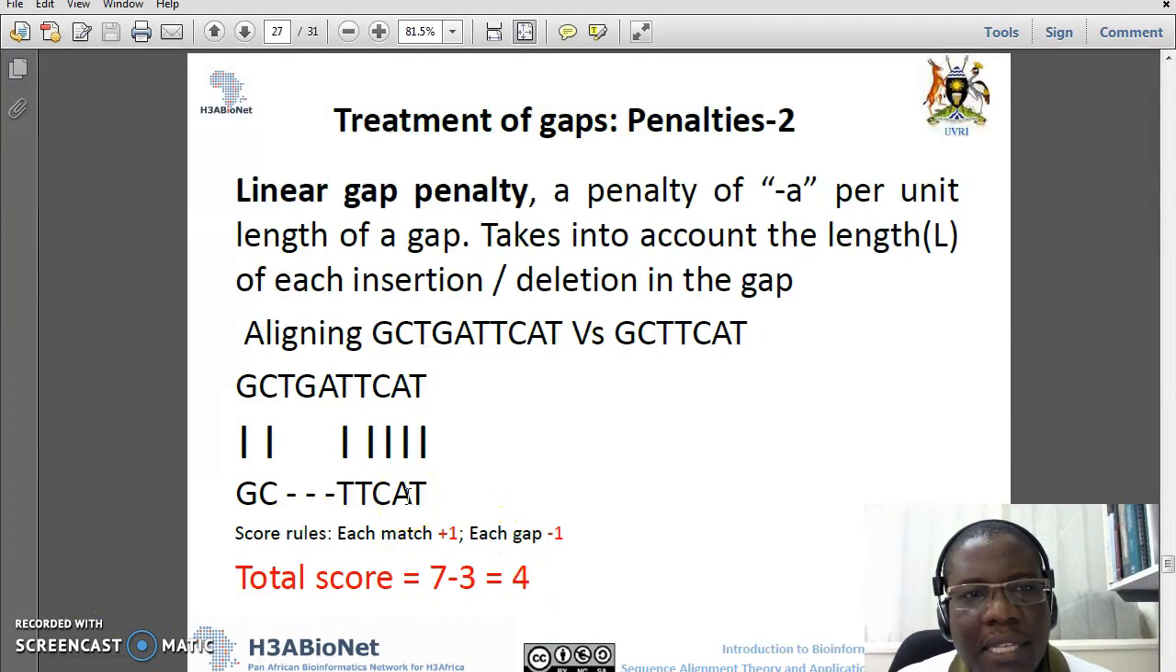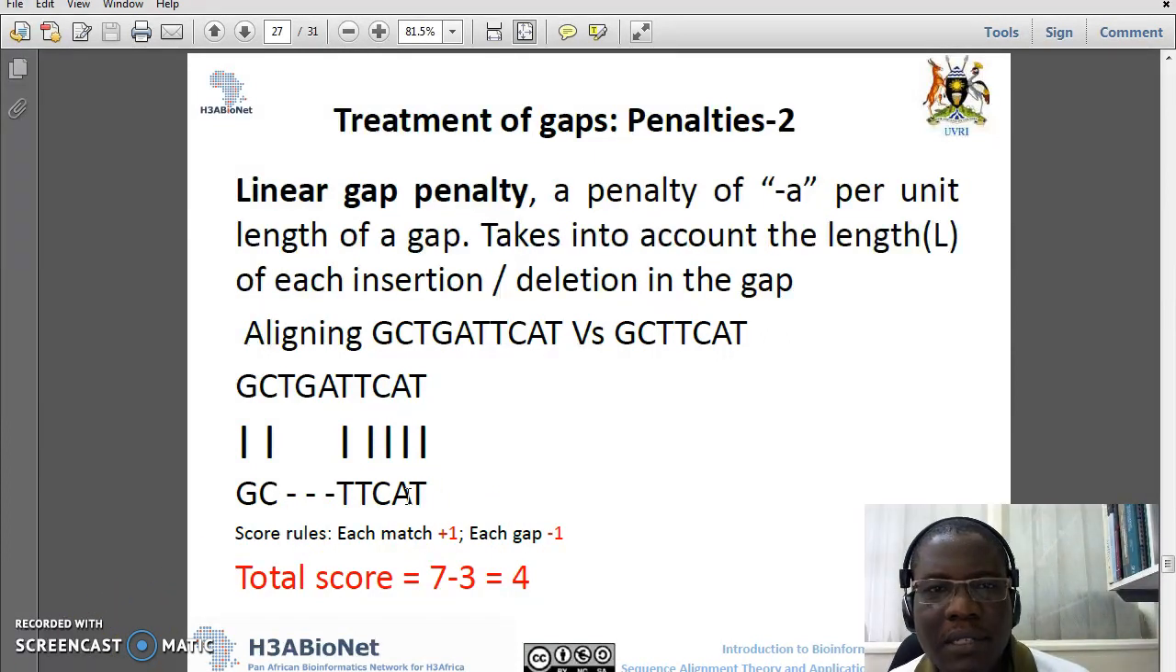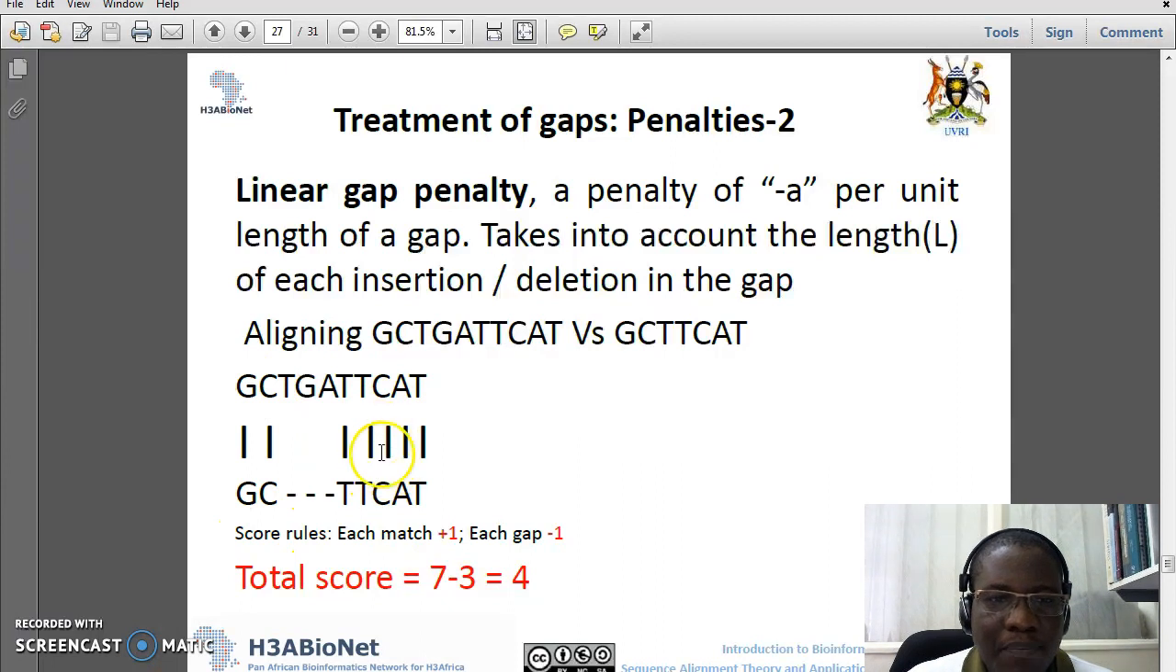A second way is to introduce a linear gap penalty. This one is per unit length of gap, so it takes into account the length of the gap. The previous one did not take into account the length of the gap, it was just the region. So scoring this same sequence using this criterion, again, you'll score the positive alignments, which is 7, and then you have to subtract the individual gaps, which makes it 3. So 7 minus 3, the score here is 4.